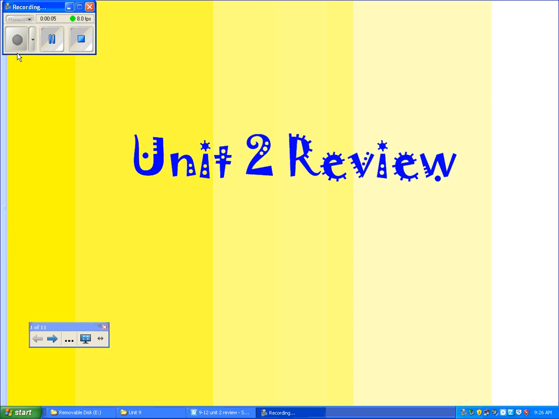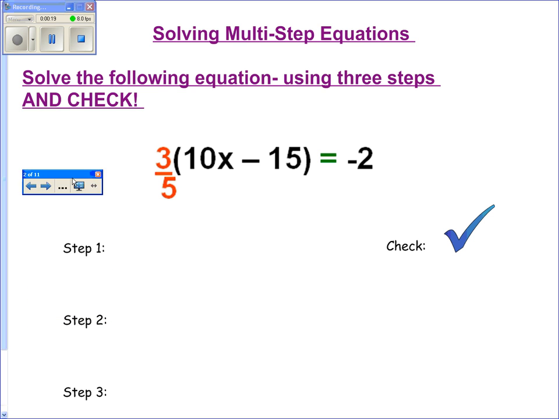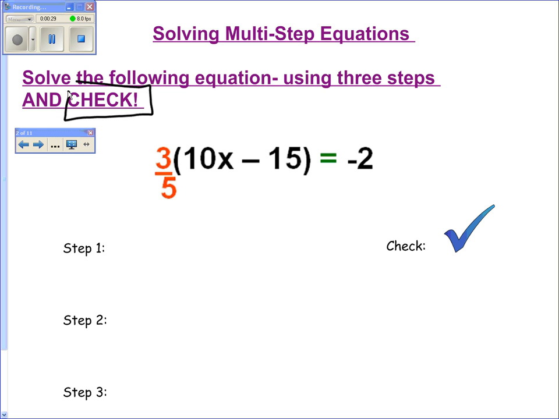We're going to start doing our Unit 2 review on this video. So the first thing that we did in Unit 2 was solving multi-step equations. And I don't know if you guys remember, but these were a little bit more challenging than the ones you saw last year. So I'm going to go through the first one step by step, and I want you guys to remember that it's really important that you check your answer at the end of solving.